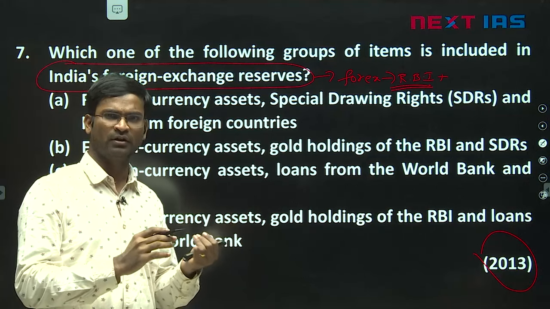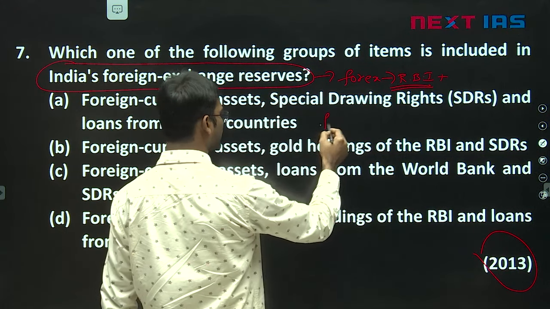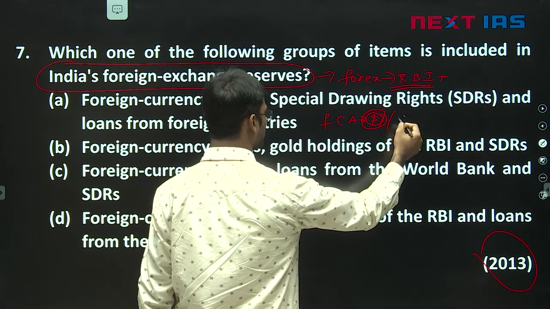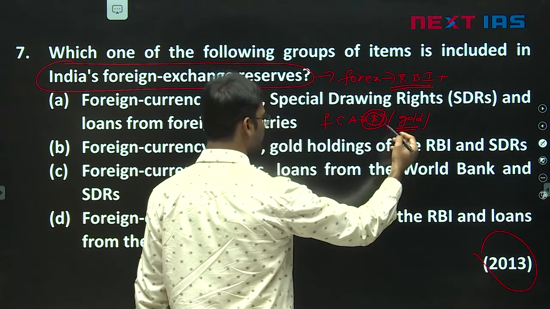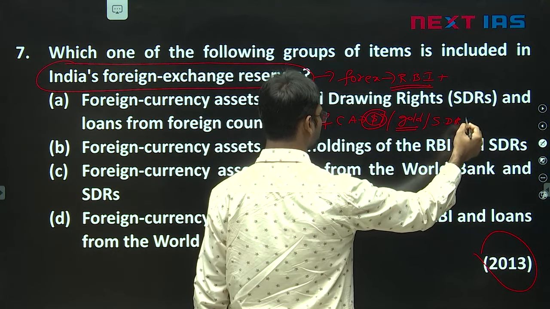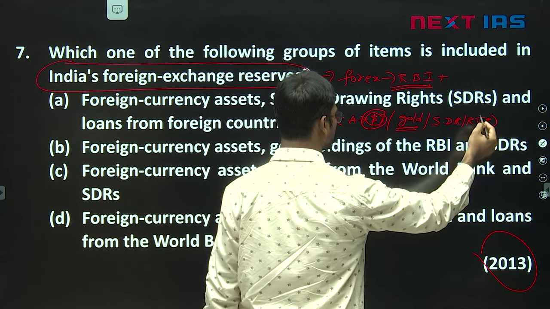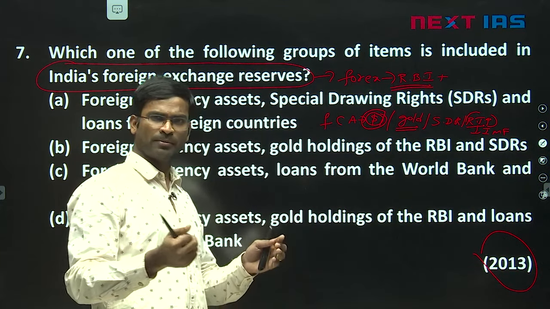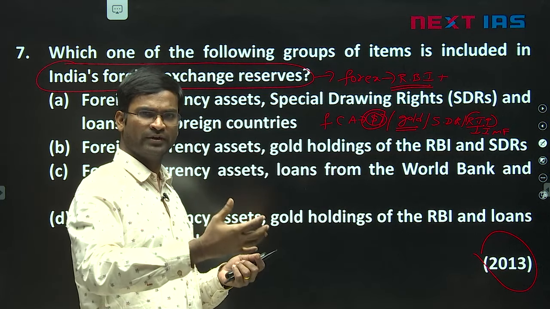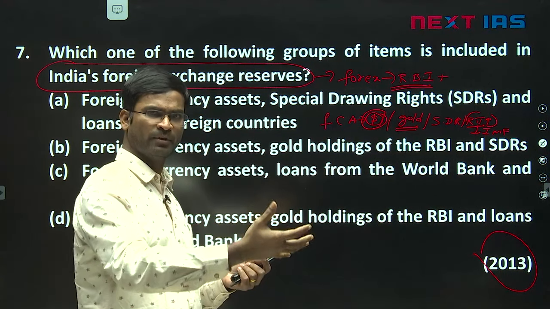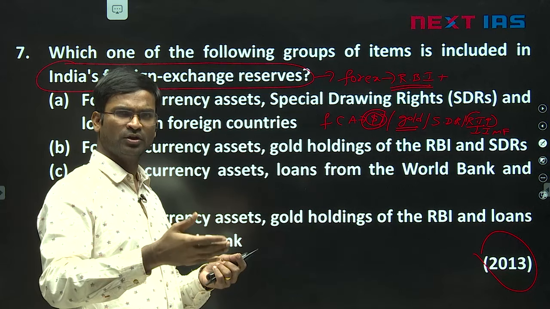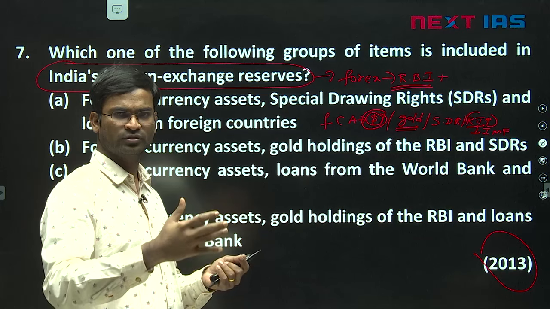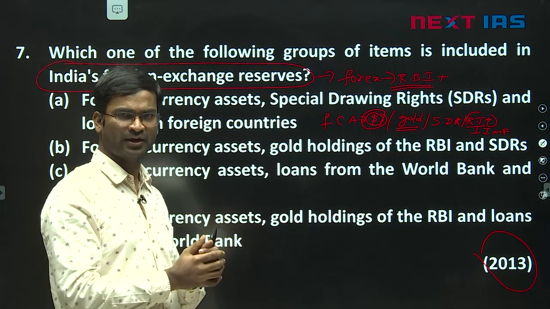Generally forex includes foreign currency assets such as dollars, euros, then gold, then SDR, special drawing rights, then RTP, reserve tranche position with IMF. So what is RTP? To get membership in IMF, we have to subscribe, we have to provide money to the IMF, called the quota system. In that we have to keep some in domestic currency, and some in foreign currencies. So here the foreign currency part is nothing but RTP.